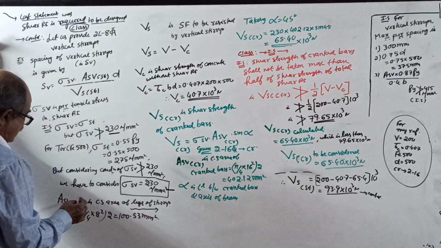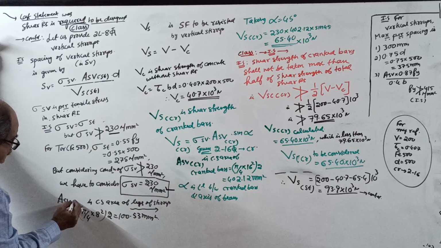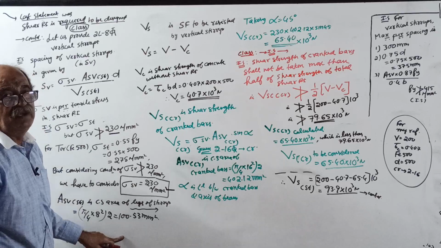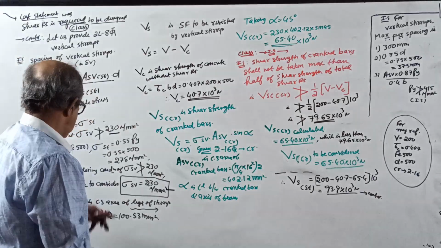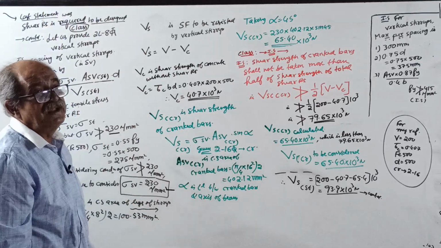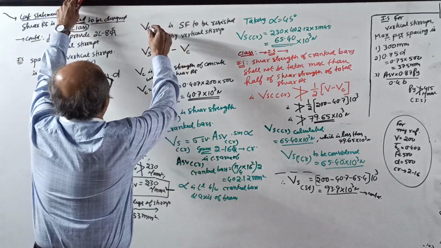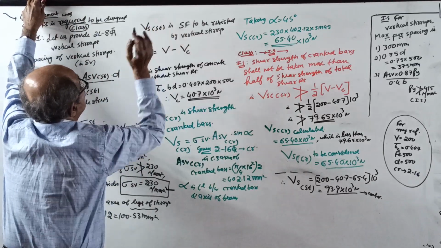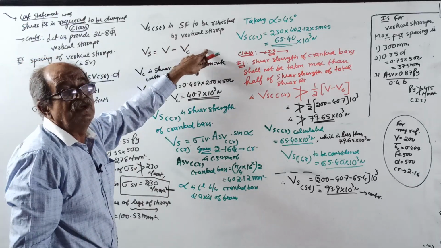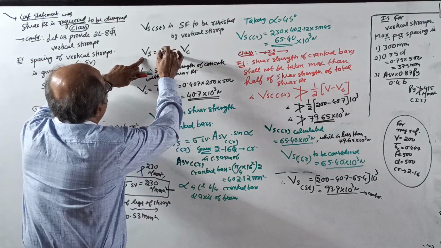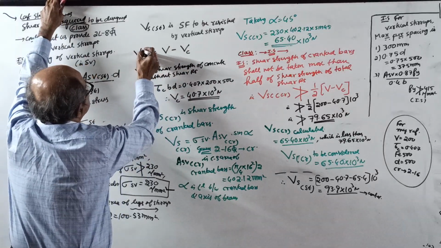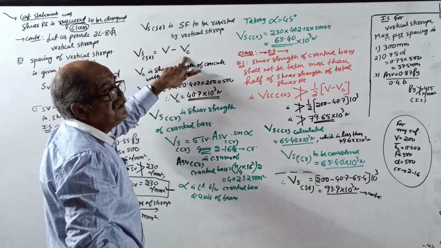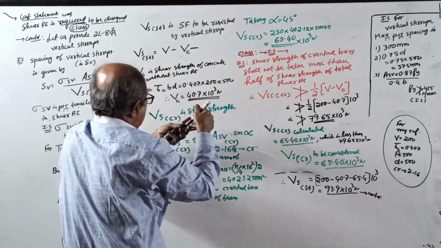Then ASV ST, the stirrup area, is 100.53. You know it: pi by 4 of 8 square into 2, the cross-sectional area of the legs of the stirrup into the number of legs. Now instead of VS, it is VSST. How much shear force is to be resisted by vertical stirrups? Earlier, VS equals V minus VC. Now, for VSST, the stirrups have to take the shear force V, subtract the shear strength of concrete, and also subtract the other one.